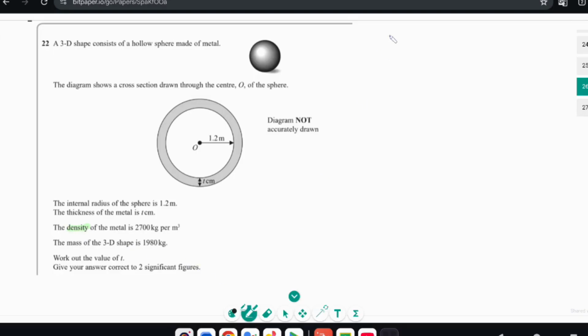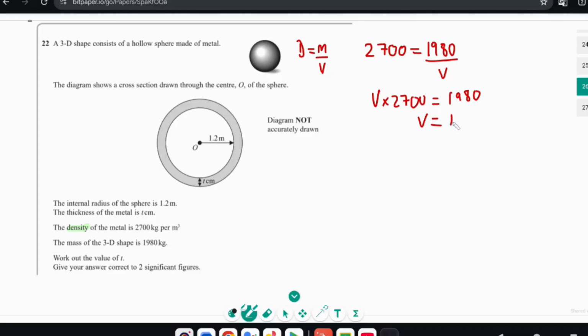Hopefully you've spotted this is a density question first of all. Density equals mass divided by volume. We have our density. Checking my units, yes they are consistent. Mass. So we can make V the subject here by multiplying both sides by V, and dividing both sides by 2,700.